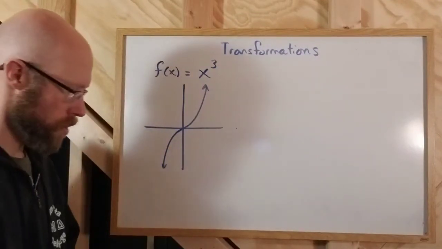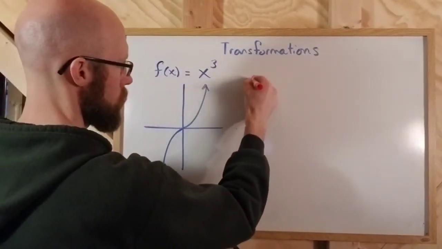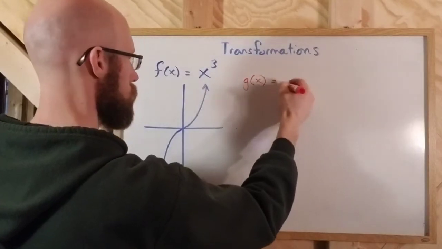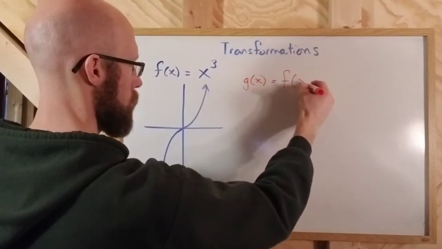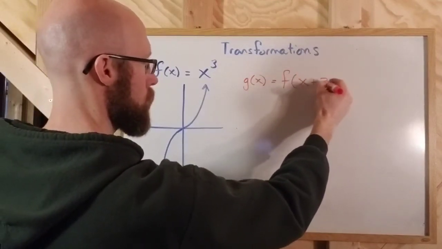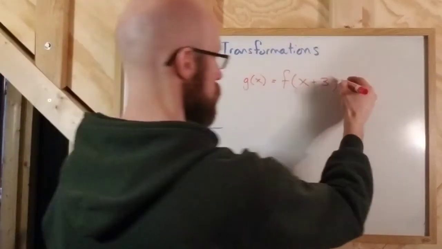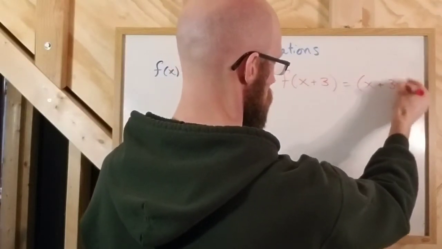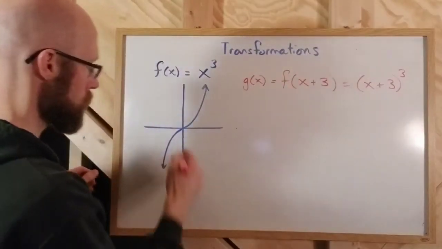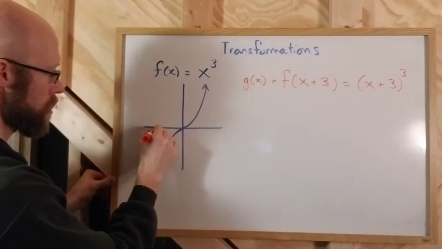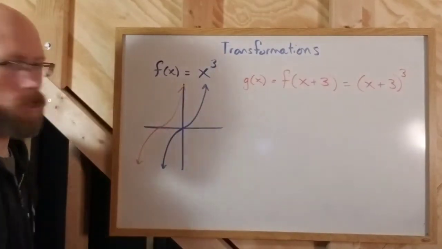If I were to make a new function, let's say that g of x is equal to f of x plus 3, then what we've done is we've shifted the graph to the left 3. And so this is actually x plus 3 all cubed. So this function is a left shift by 3 units. So I'll come over 1, 2, 3, put my dot, and then basically draw the same graph, just shifted over.